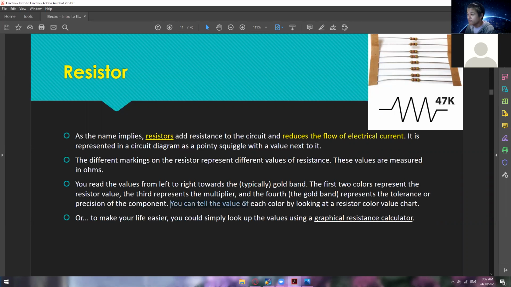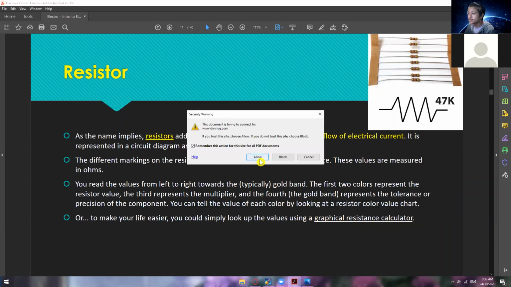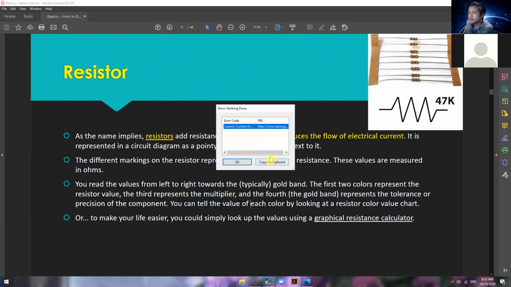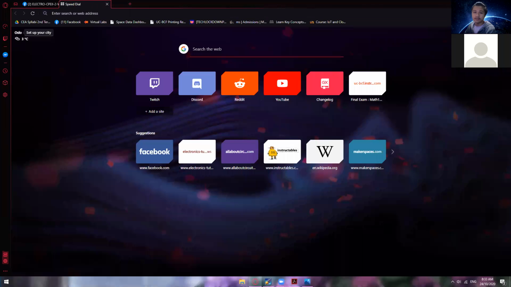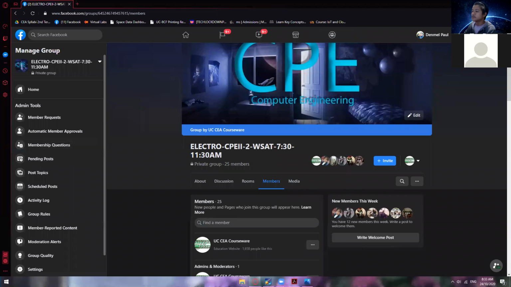You can tell the value of each color by looking at a color value chart. Oops, what happened? Cannot connect. All right, wait a second, let me just show you a color calculator.